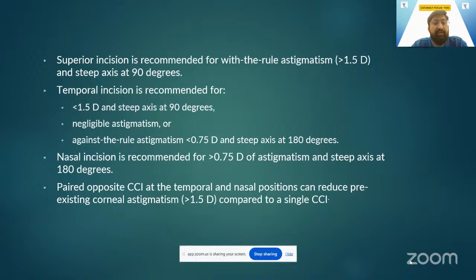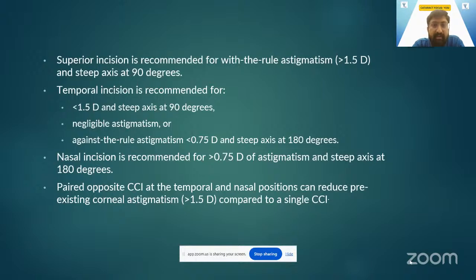Superior incision is more recommended in cases of with-the-rule astigmatism where it is greater than 1.5 diopters, and whenever the steep axis is at 90 degrees. A temporal incision is recommended where the steep axis is at 90 degrees but less than 1.5 diopters of astigmatism is seen. Nasal incision, though difficult, is recommended for greater than 0.75 of astigmatism and steep axis at 180 degrees.